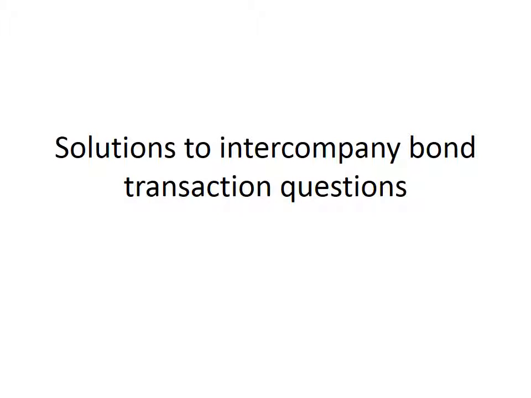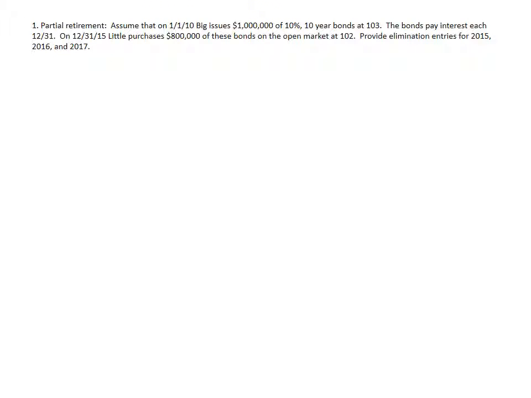Okay, let's go ahead and go through the intercompany bond transaction examples, they're on Angel. So the first example, we have a partial retirement.